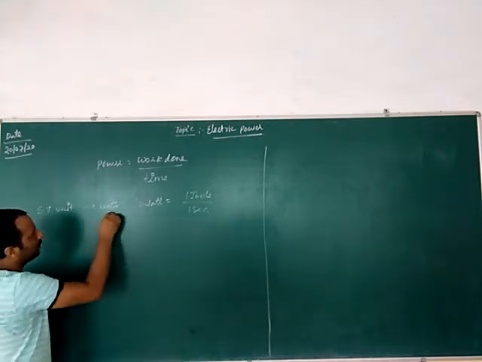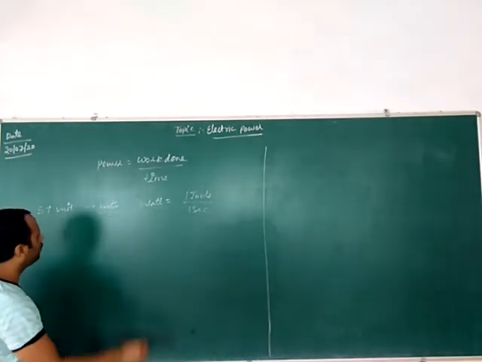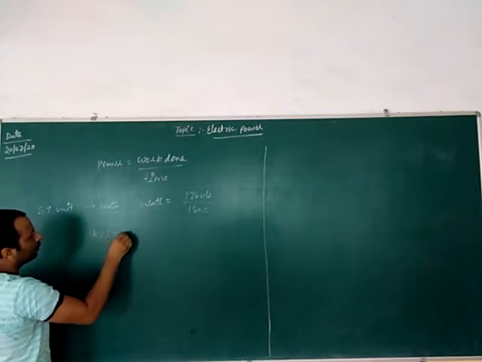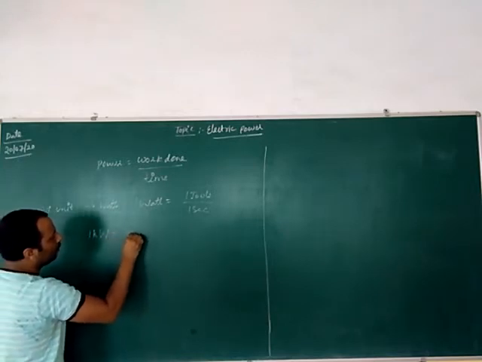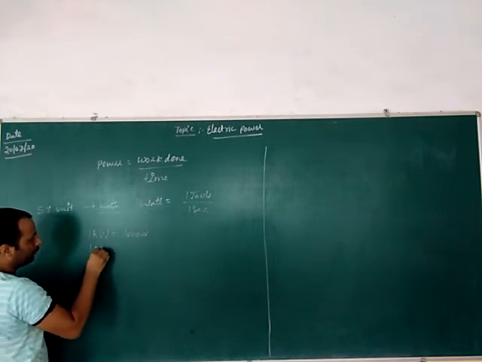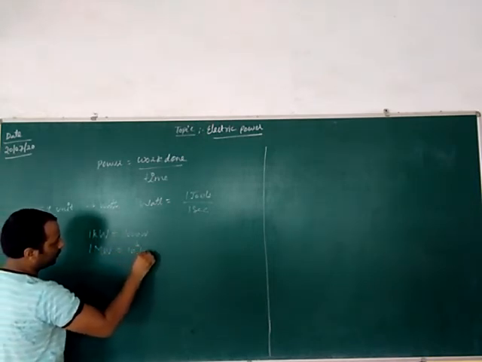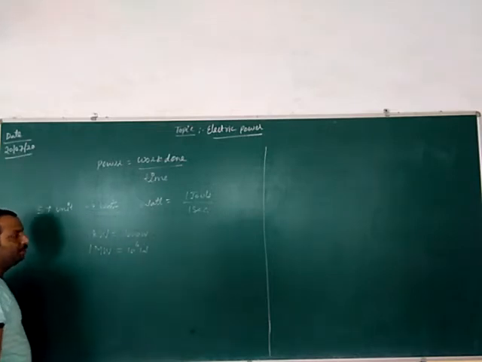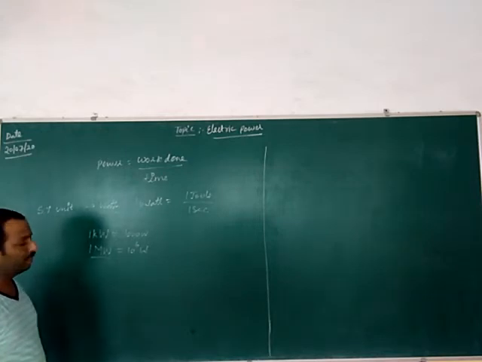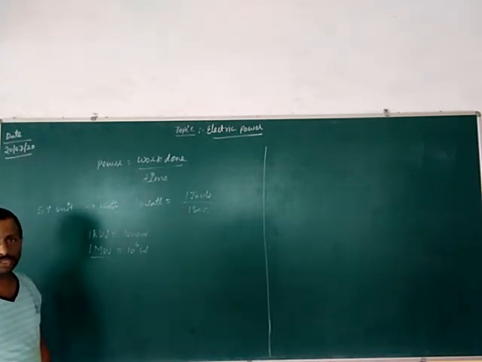Actually, watt is a very small unit. So that is why some bigger units are also used, such as kilowatt. 1 kilowatt is equal to 1000 watt, and 1 megawatt is equal to 10 to the power 6 watt. In thermal and nuclear power plants, the energy produced by the plant is in terms of megawatt, which is a very large unit.